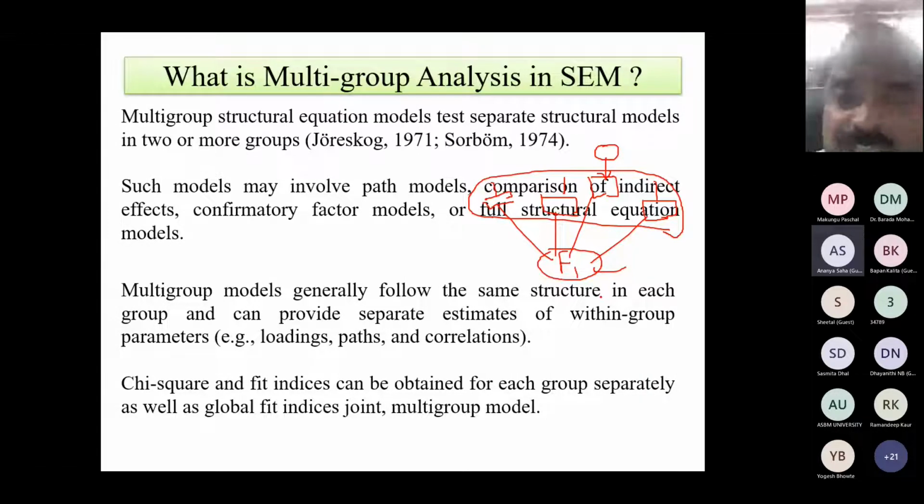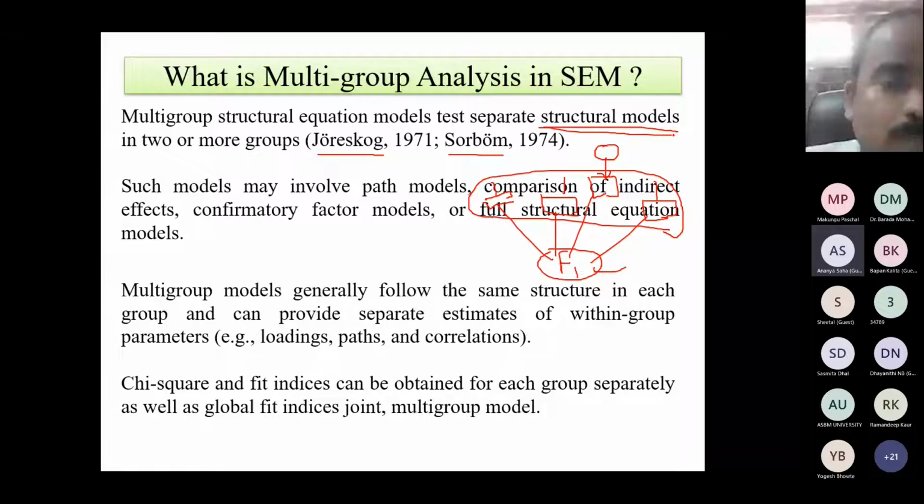So this question can be examined by multi-group analysis in SEM. Rightly, Joreskog, this is the name I was saying. Hu, Bentler, Joreskog and Sorbom, these authors have developed various things regarding SEM and CFA. Joreskog has said multi-group structural equation modeling tests separate structural models in 2 or more groups.